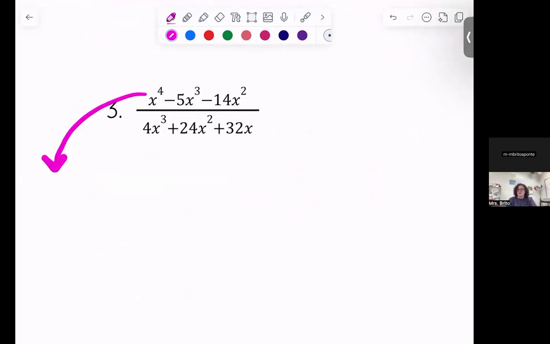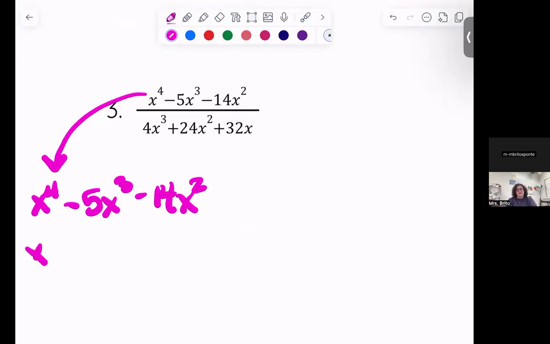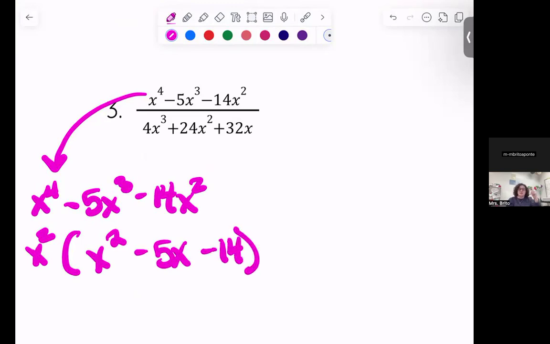Okay, moving on. Number 3 looks a little bit crazier, but we're going to take the same approach as we did before. First I'm going to just write x to the 4th minus 5x to the 3rd minus 14x squared. That's my numerator. I'm going to look at factoring that first. We always look for a GCF first, and it looks like they all have an x squared in common. What's left over? x squared minus 5x minus 14. Okay.